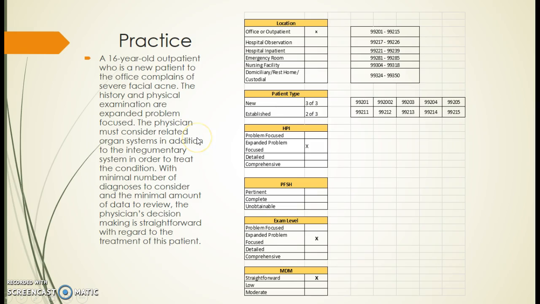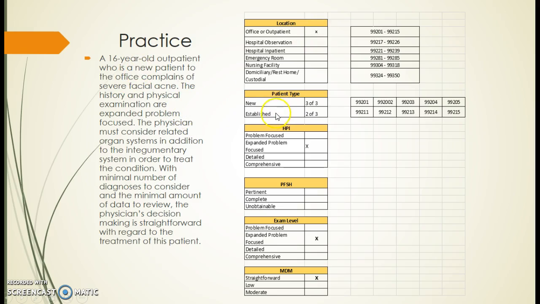So that one's pretty easy. Let's try this next one. We have a 16-year-old outpatient, and what I like to do on my little check sheet is check these as I go through and read it, so I don't have to go back and reread it 3 times. So we have a 16-year-old outpatient, so I checked my outpatient.